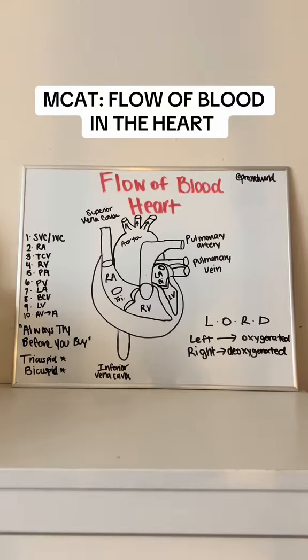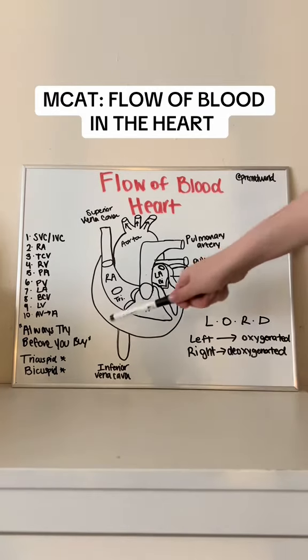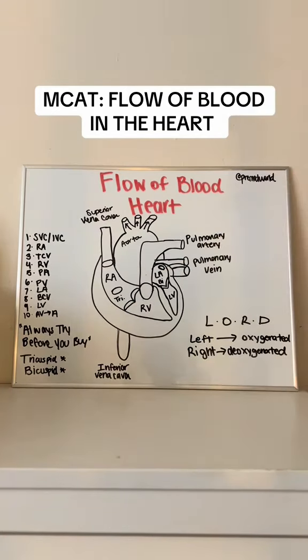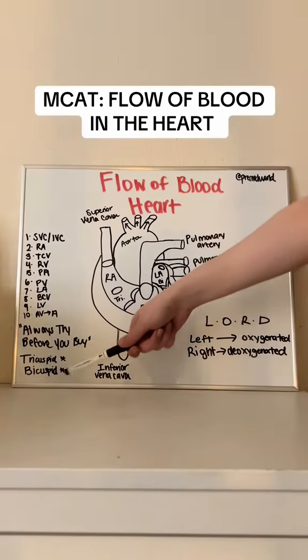Let's learn the flow of blood along with some mnemonics that I have. On the right side, we have LORD, to always remember that the left is associated with oxygenated blood, whereas the right is always associated with deoxygenated blood. I also have the mnemonic "always try before you bi," which corresponds to tricuspid valve comes before bicuspid valve. I also have on top the steps through the flow of blood up through the heart.